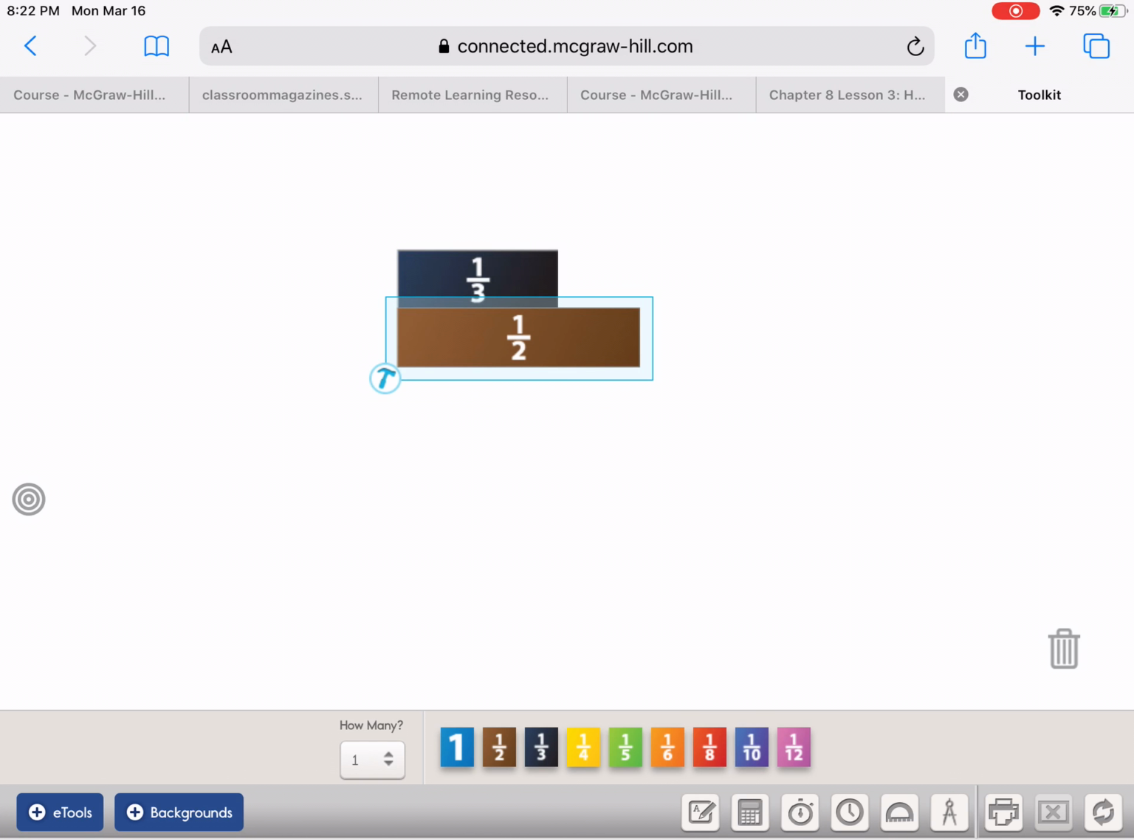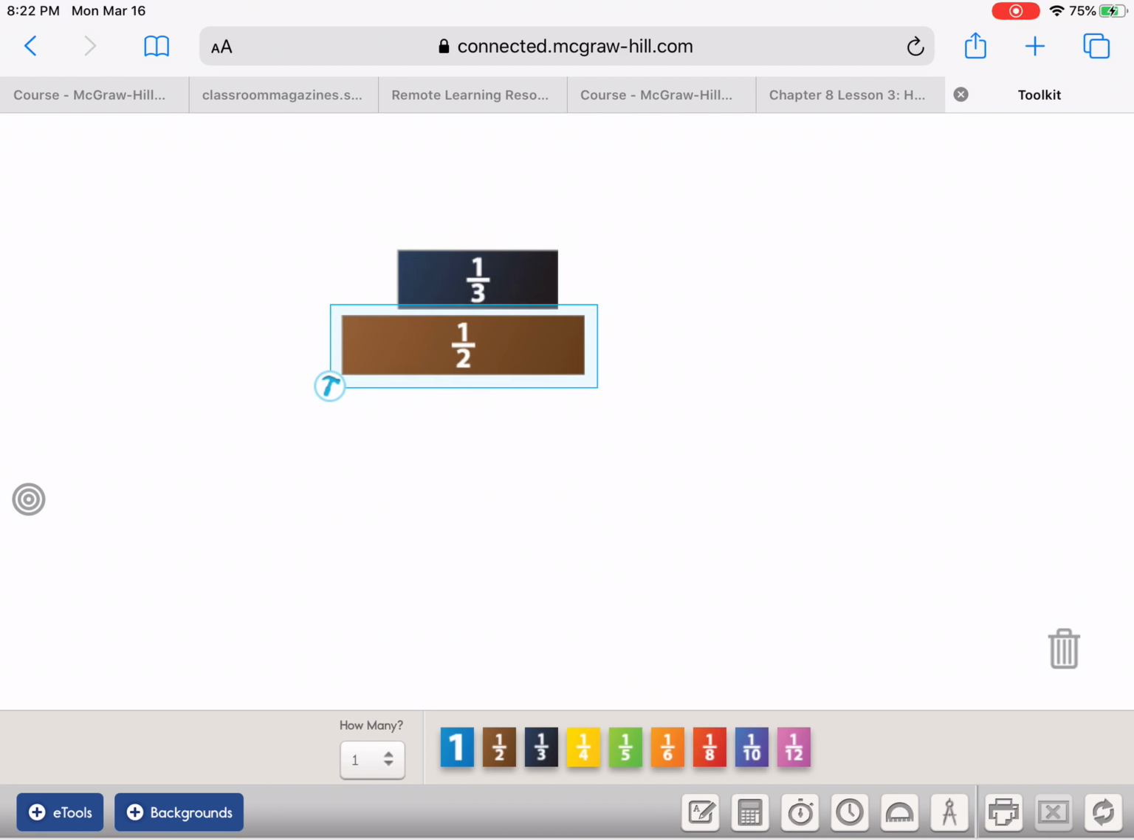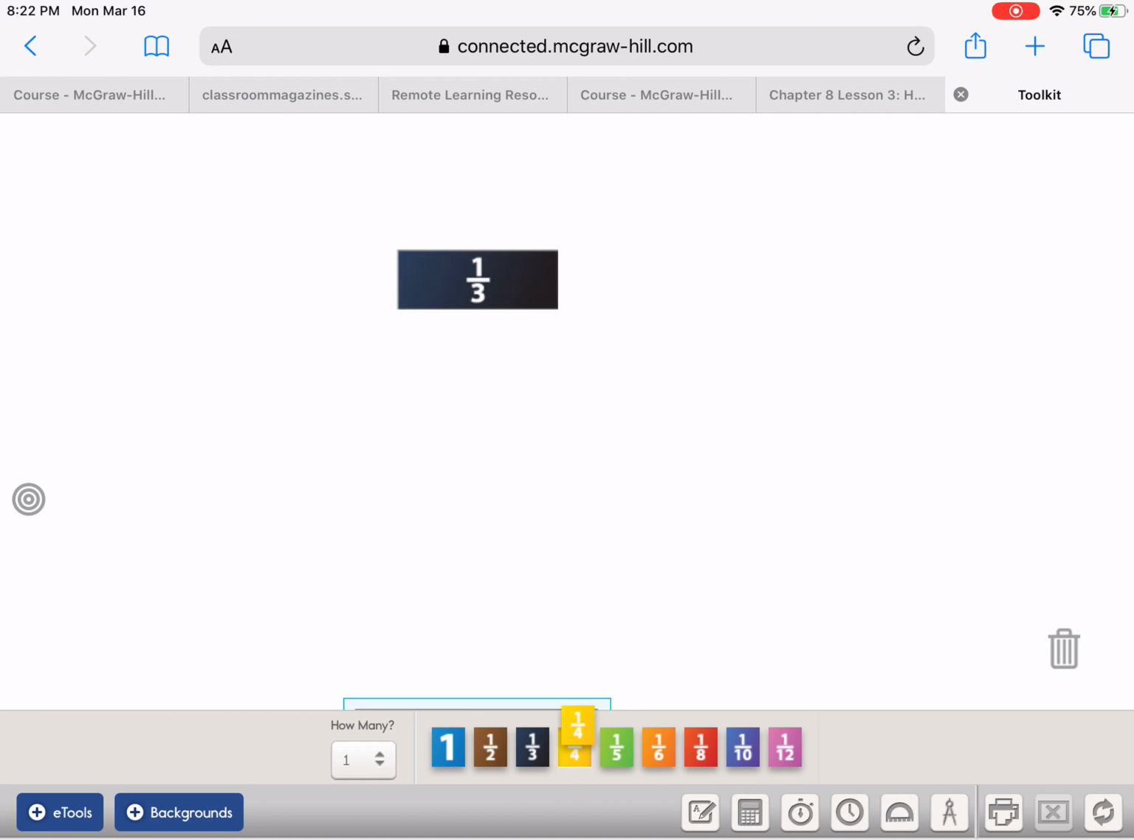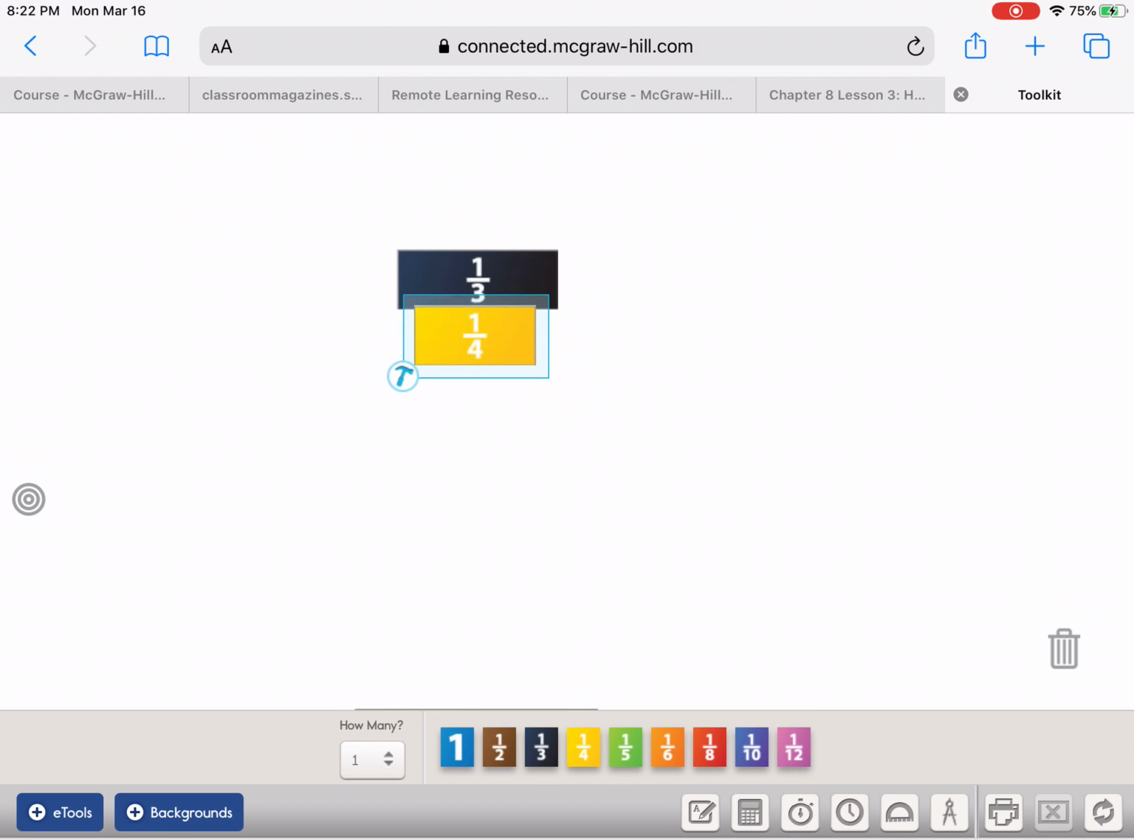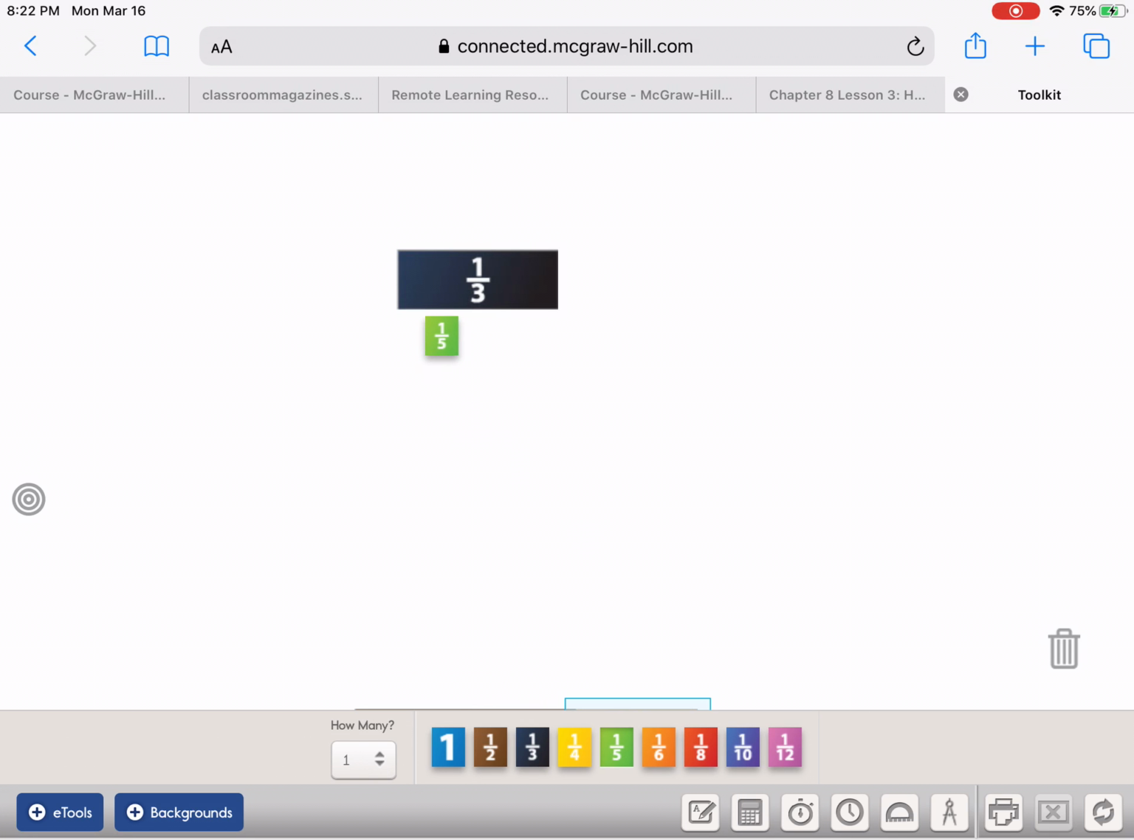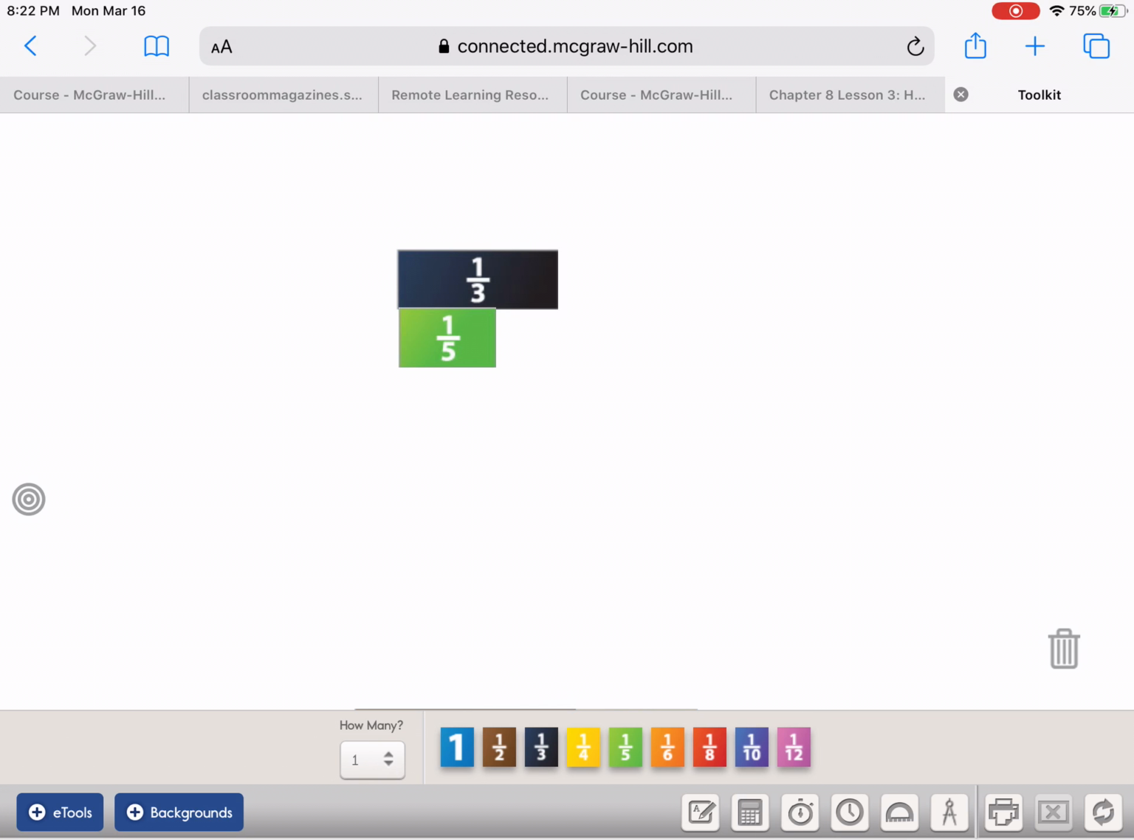Now what I want you to see is, I want you to answer, is that equal to 1/3? And it's not. So I'm going to have to trash that. How about 1/4? No. Is 1/4 equal to 1/3? Nope. 1/5? No. 1/5, is that equal to 1/3? Nope. Let's try another one.